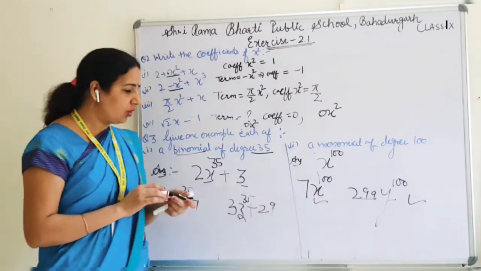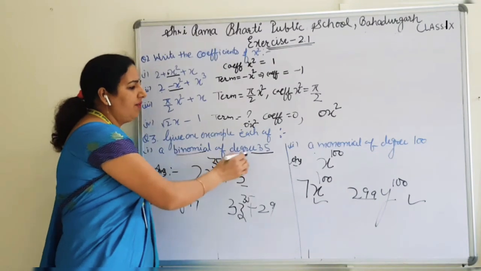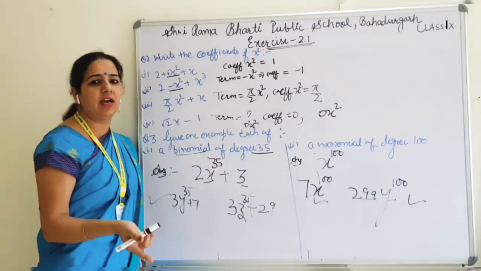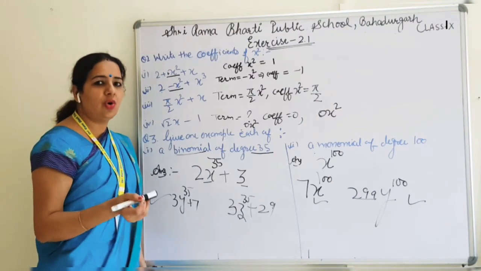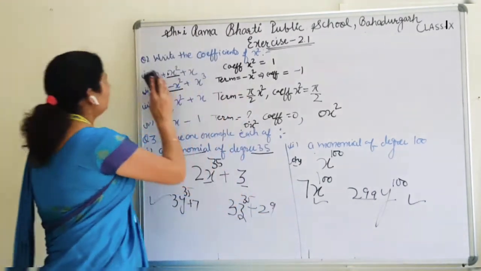Fine, students. So this is all about this question. You can also design a binomial with degree 100. So just write down a binomial first, then make the degree 100. Clear, students? So let me take question number 4 from your NCERT.